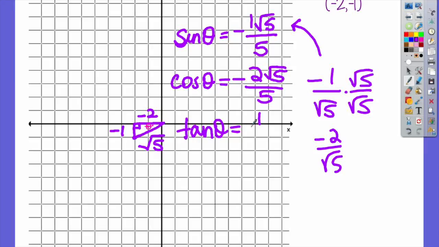It is a 1 over 2. Remember, you're in the third quadrant, so tangent is positive in the third quadrant. As you see, negative 1 divided by negative 2 is a positive 1/2. Let's keep it going. Cosecant theta.